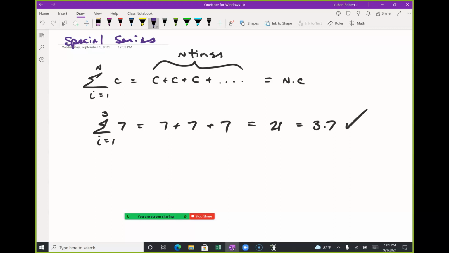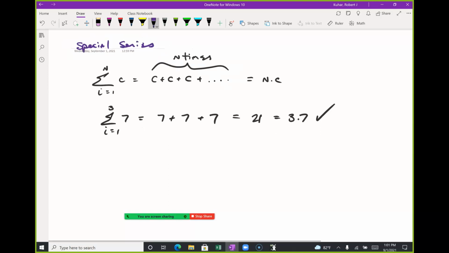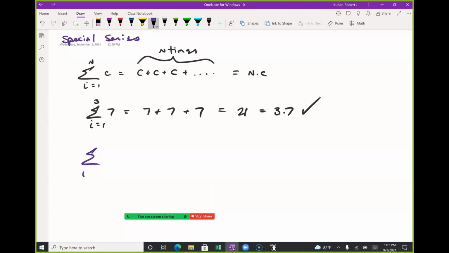The next one, and I'll give a nice summary of these in a second, is the sum of i equals 1 to n of i. So we're adding up the indices. What's the first index again? What do I start at? 1. Okay, so 1. What's my second index? 2. Oh, so I'm just adding up all of the numbers.